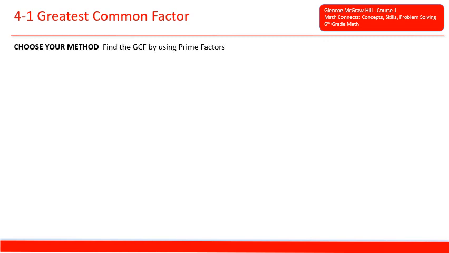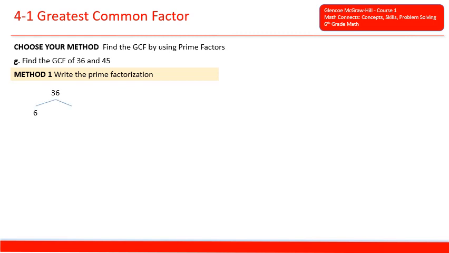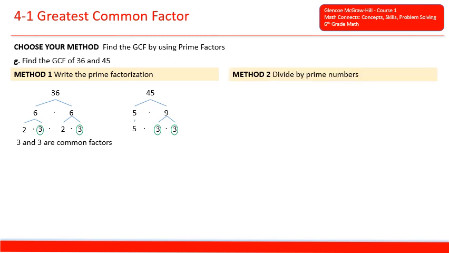Find the GCF using prime factors. So find the GCF of 36 and 45. Write the prime factorization. 36 is 6 times 6. We'll factor 6 into 2 times 3. The other 6 into 2 times 3. And then 45 is 5 times 9. Bring the 5 down. 9 can be factored into 3 times 3. And if we find the common factors, it's 3 times 3.